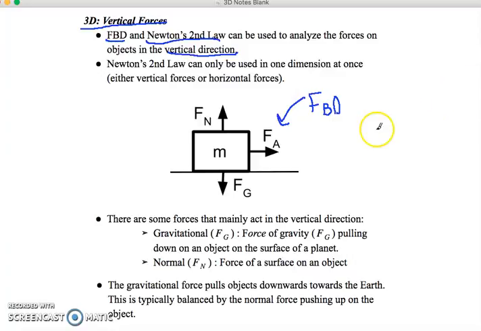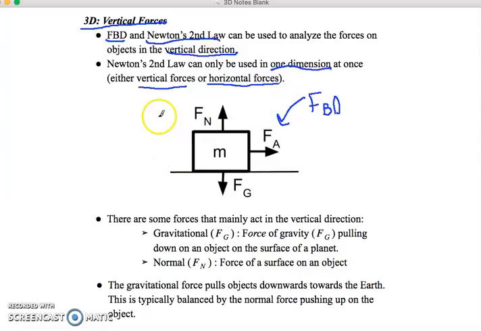One thing we have to be careful about is, yes, we can use the free body diagram, yes, we can use Newton's second law, but we need to be careful we're only looking at one dimension at once. That means we can either look at horizontal forces with Newton's second law or vertical forces, but we have to make sure we do the calculations for each separately.